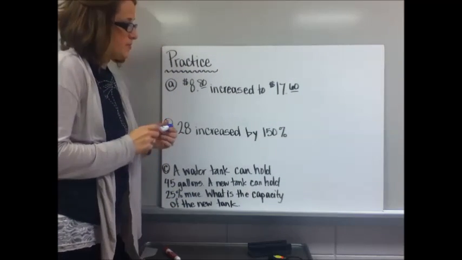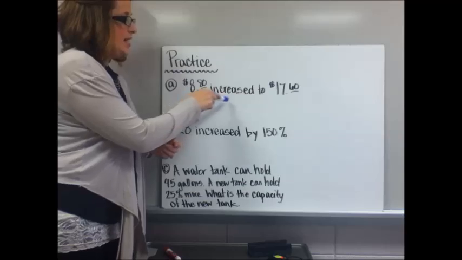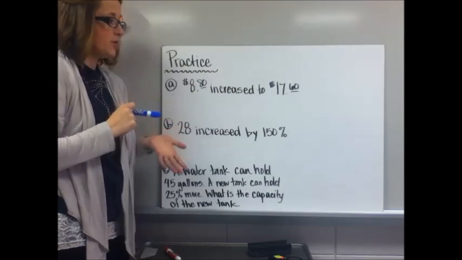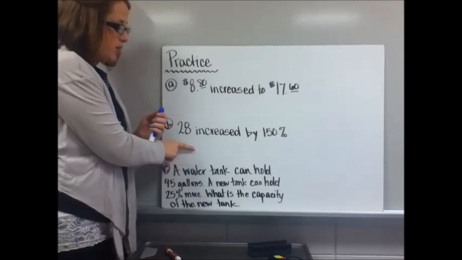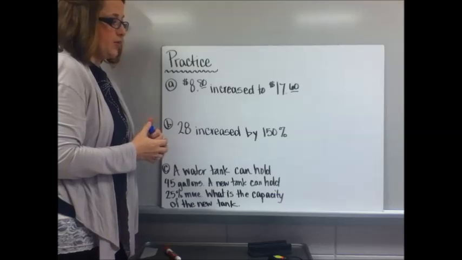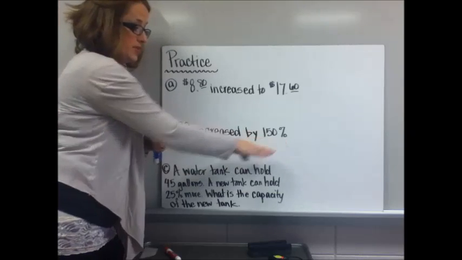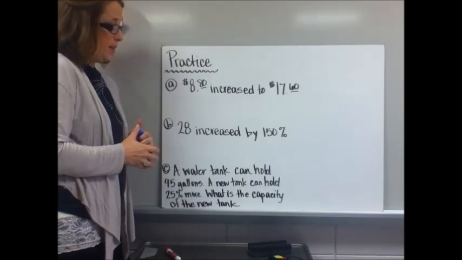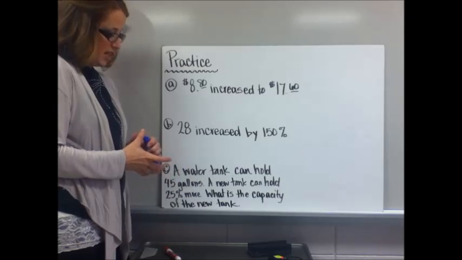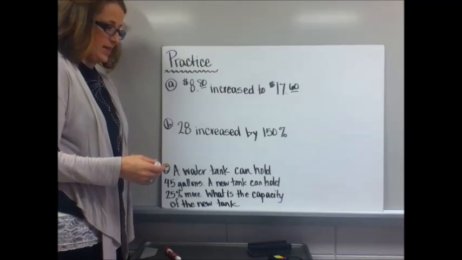Here's some practice problems for you. On A, 880 increased to 1760, so I want you to find the percent of change. On B, 28 increased by 150%. I've given you the percent of change. I want you to find the new amount. And then C, we have a water tank example where you're going to find the capacity of the new tank.